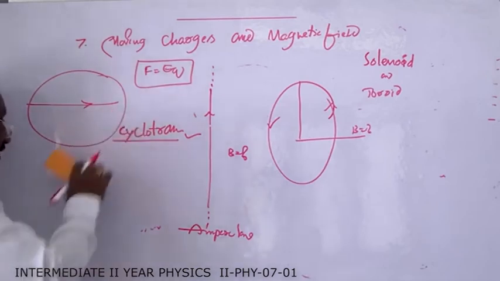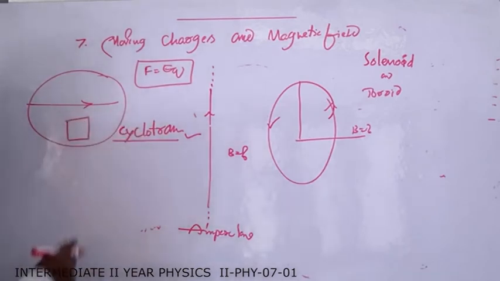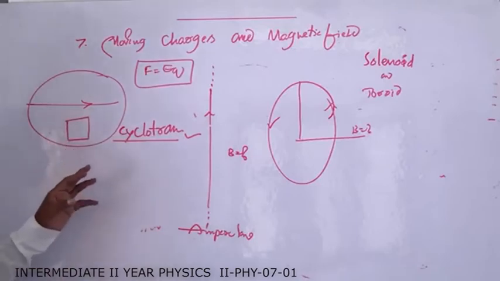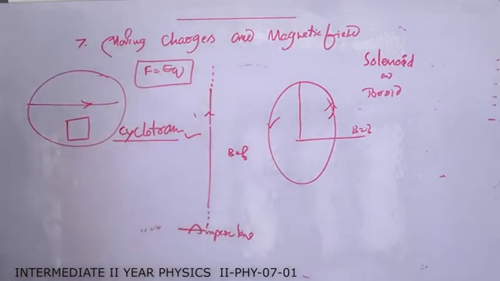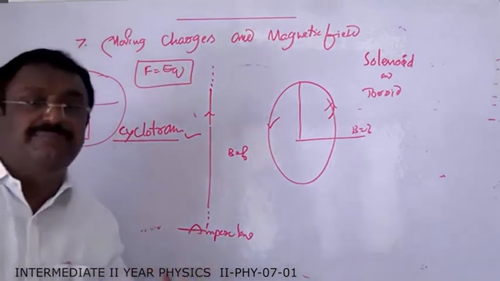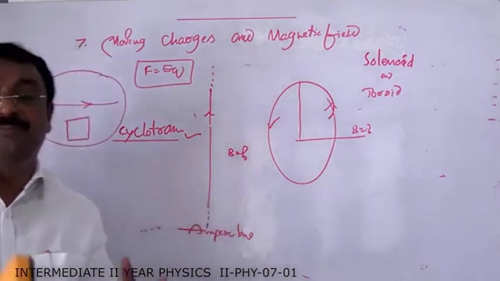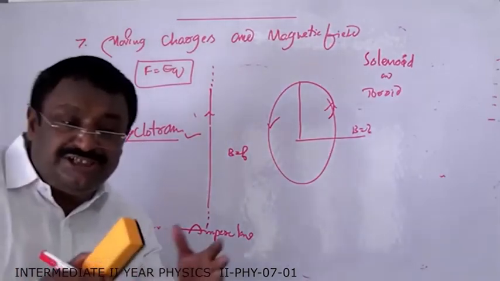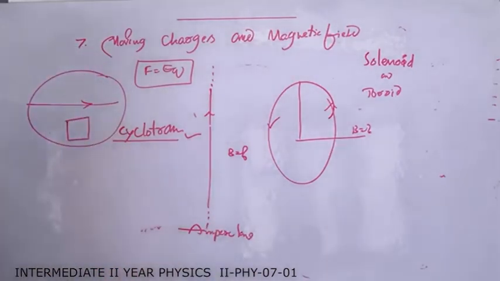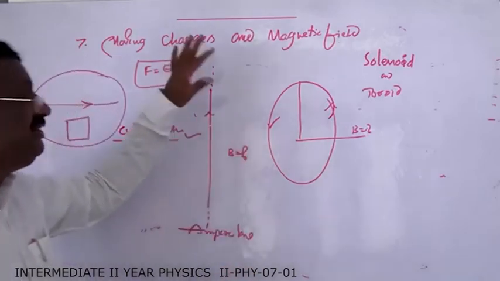Next, if we keep a current carrying coil in this magnetic field, the current carrying coil experiences a torque. The torque on a current carrying coil in the magnetic field. Based on this theory, there is a famous versatile instrument called the moving coil galvanometer, which measures electric current up to 10 to the power of minus 10 amperes efficiently without sacrificing accuracy. So we are also going to study the moving coil galvanometer, ammeter and voltmeter. These are the topics we are going to study in this chapter.